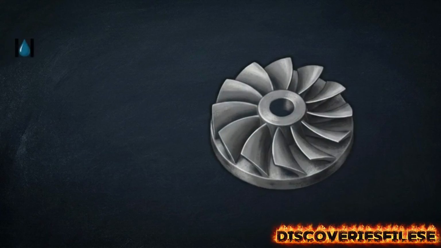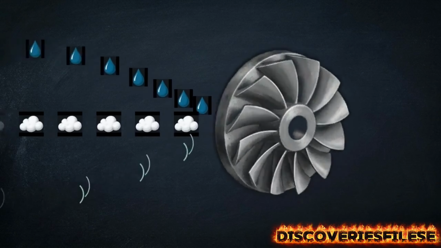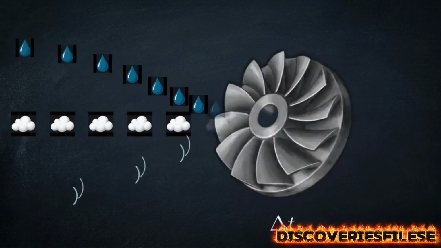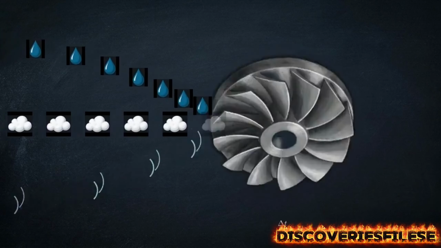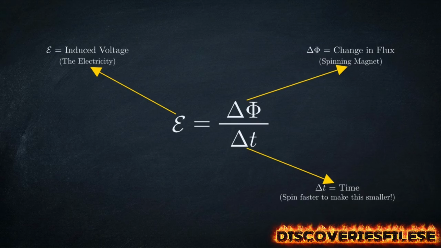Whether we use millions of gallons of falling water, pressurized steam, or massive wind blades, modern infrastructure is just a physical tool built to violently spin turbines and make that time variable as small as possible. Here's your final summary cheat sheet. Go ahead and screenshot this frame for reference.